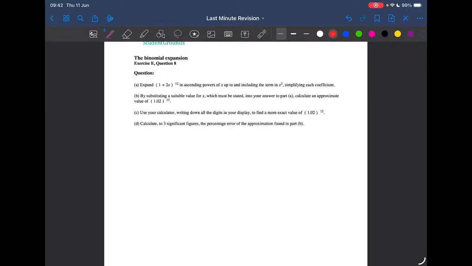Let's try again. So we have some binomial thing, yeah? Expand this one up to x cubed. We have an integer, so it's just going to be the standard expansion. So for x cubed, we're going to have 2x to the 0, 2x to the 1, 2x to the 2, and 2x to the 3.